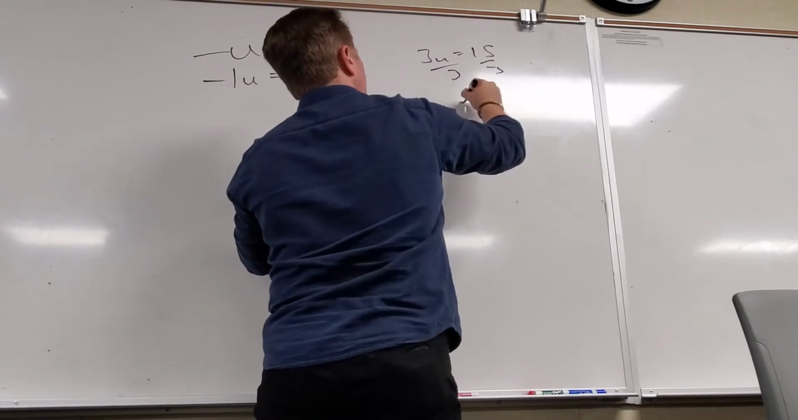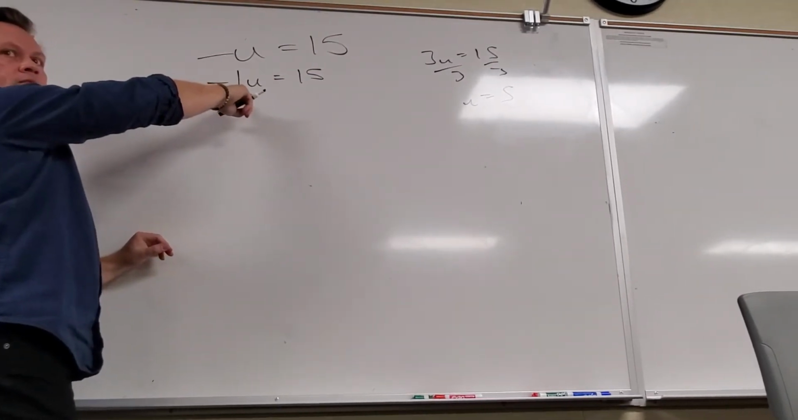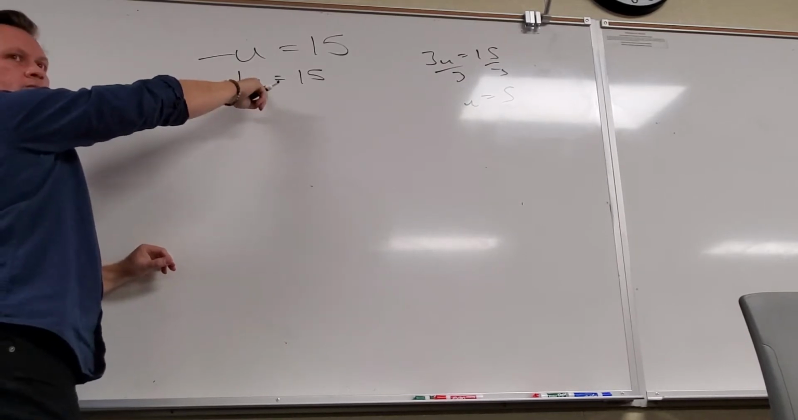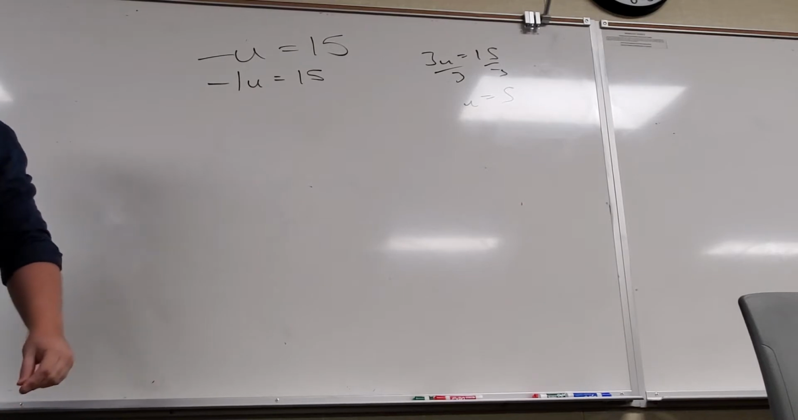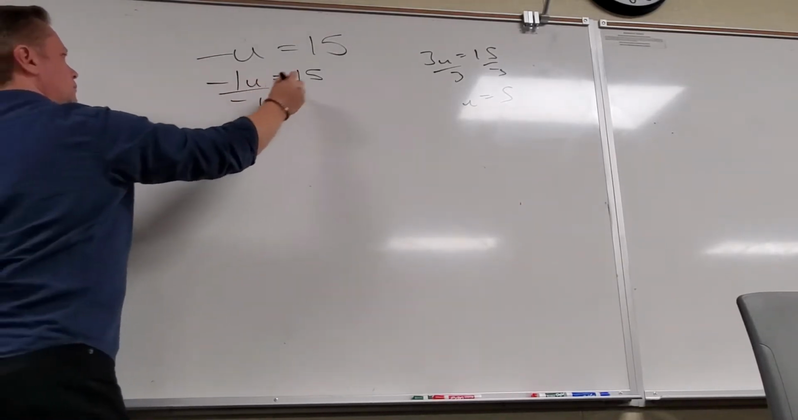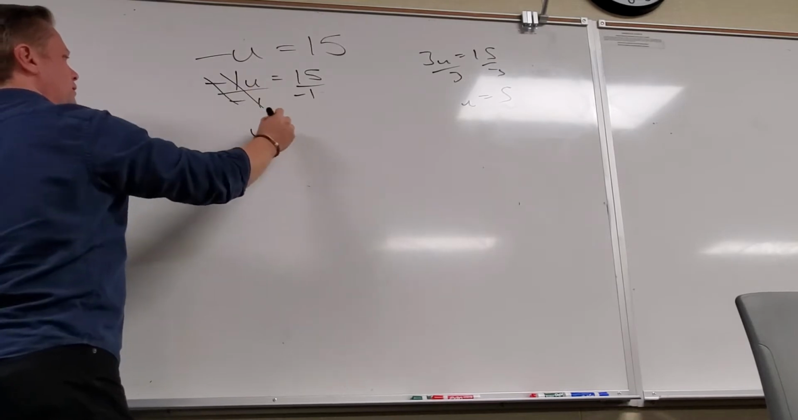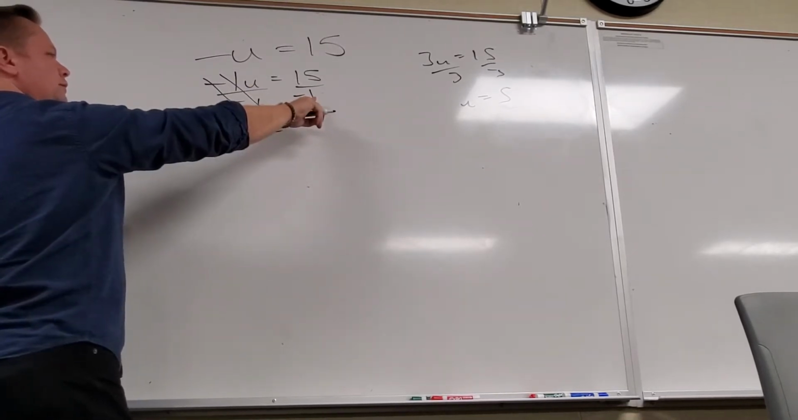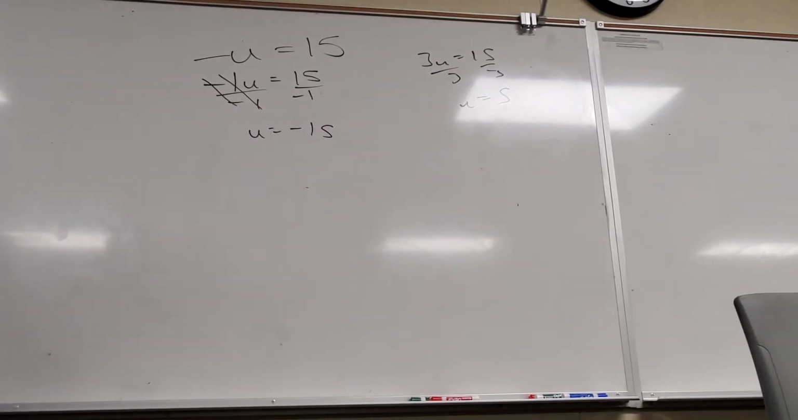So do you see how this is the same problem here, really? But what is it that I want to get rid of? And what's the negative 1 doing to the u? Multiplying. So how do I kill the negative 1? Divide. Yeah. So this side goes away. What are we getting on the other side? Yeah, negative 15. Is that cool? Is that all right? Yeah.